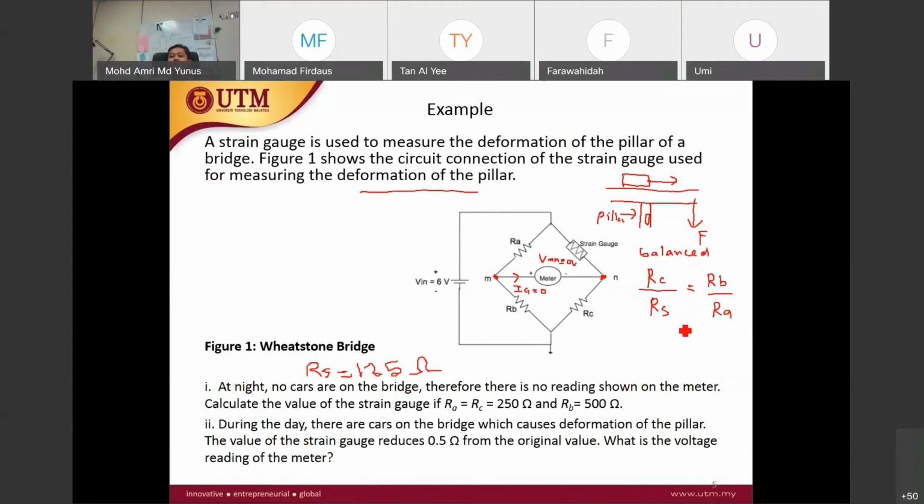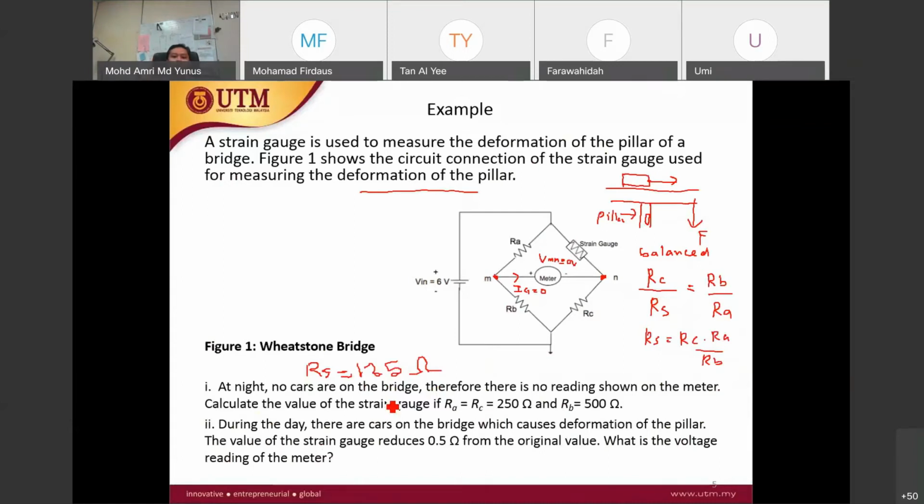So quickly, for question 1, we can estimate the value of RS. RS will be equivalent to RC multiplied by RA over RB, which gives the answer of 125 ohm. So quickly you can get the answer, 125 ohm.